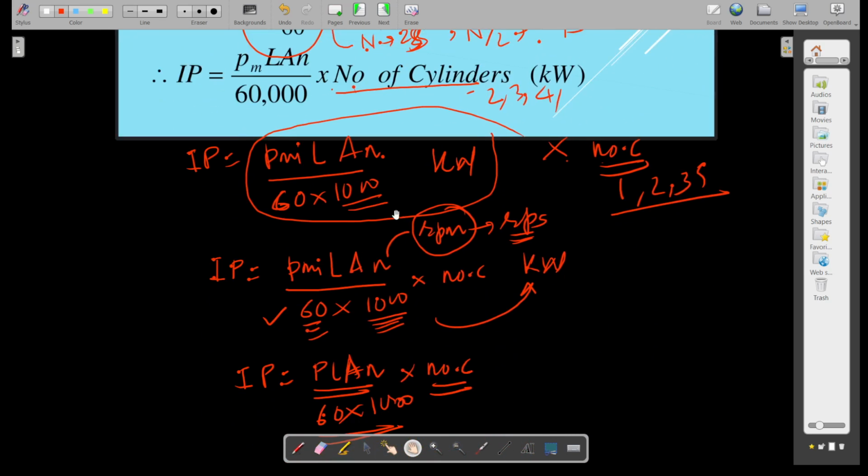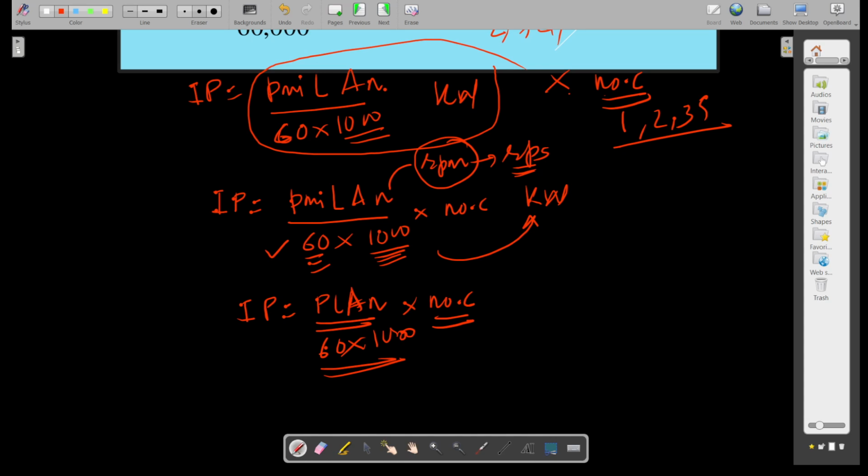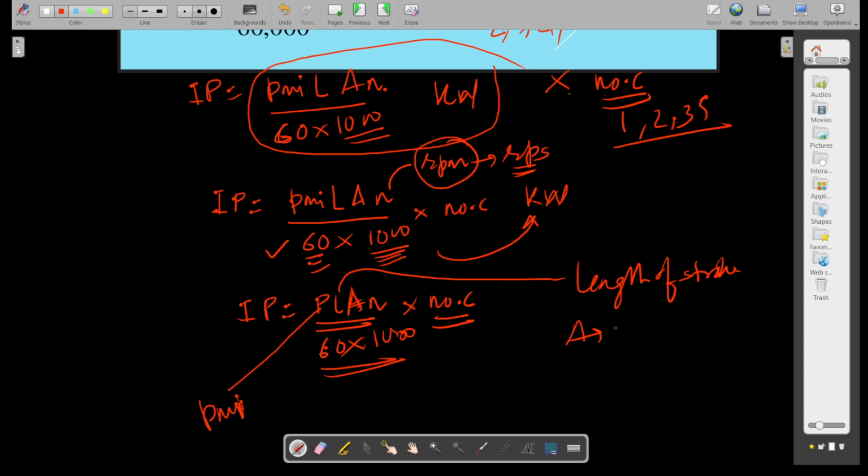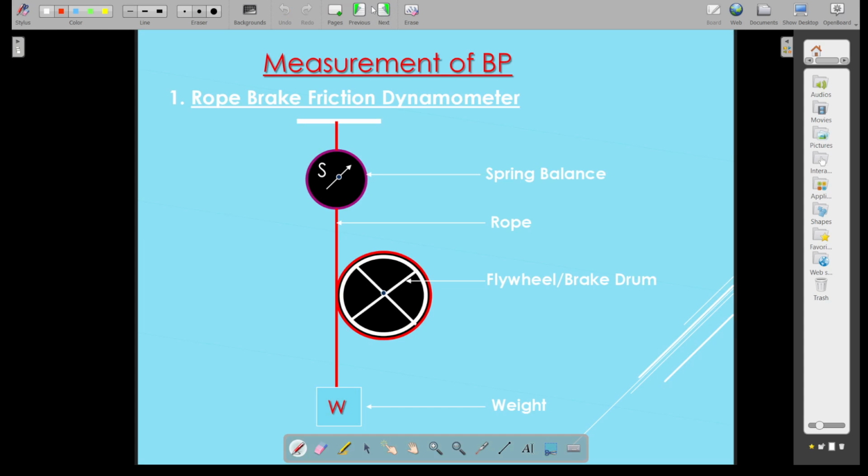Okay. So this L is the length of the stroke. This P is the PMI. L is the length of the stroke. And A is the area of cylinder, pi by 4 d square, where d is the inner diameter of the cylinder. Okay. So we have measured the indicated power.